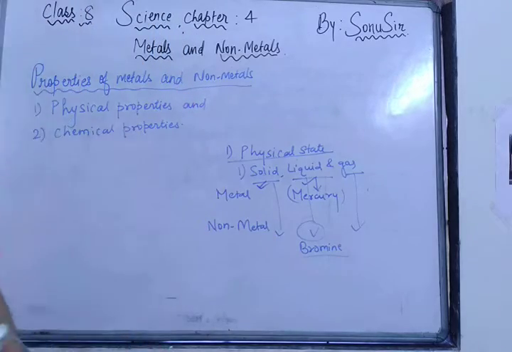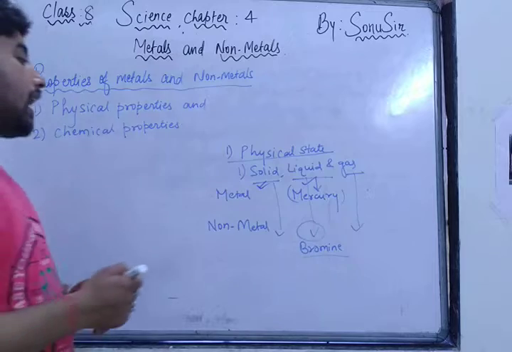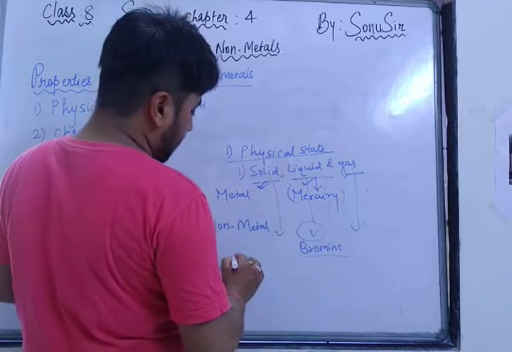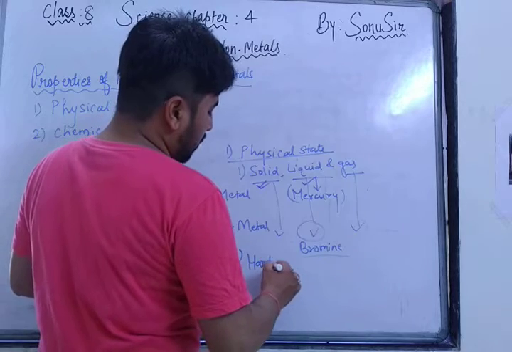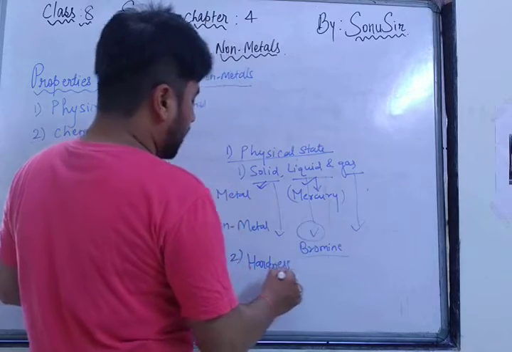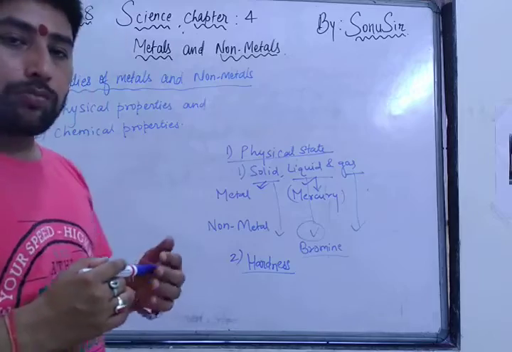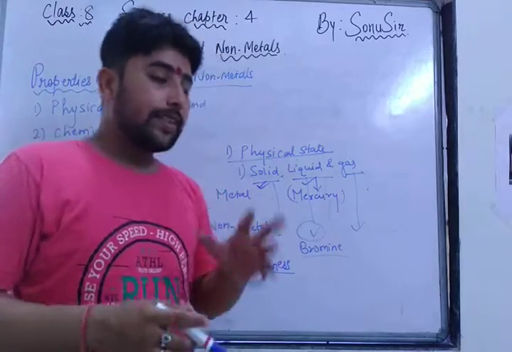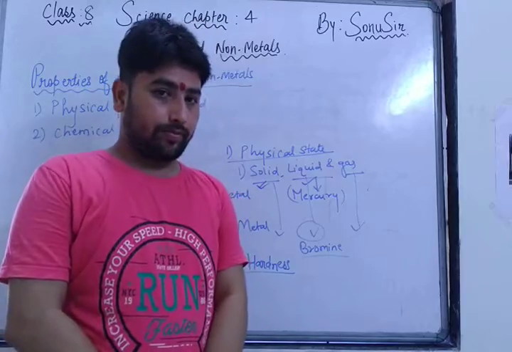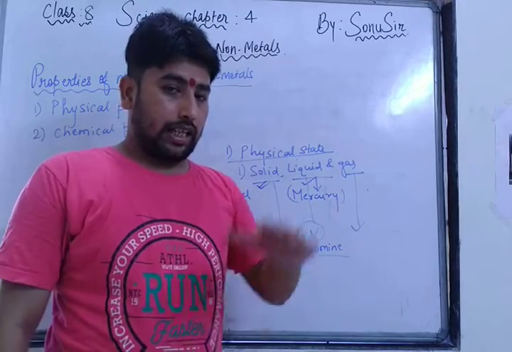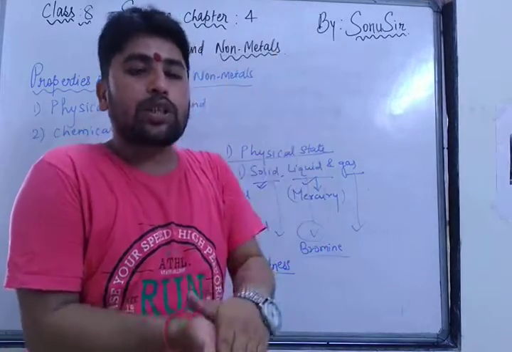Now we are moving to the second property, that is hardness. This was the physical state. The second physical property is hardness. What do you understand by hardness? When you compress any object, any metal or nonmetal, if it is compressed very easily... compress means what? You are applying pressure on that object.